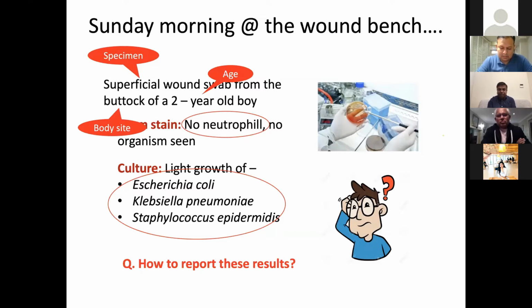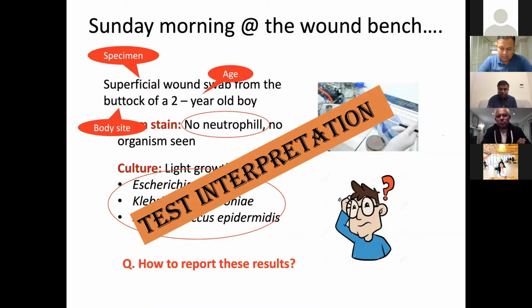Also, the Gram staining is showing no neutrophils, which suggests there is probably no serious infection there. Moreover, all the organisms you see here are common fecal flora. So ideally you'd report it as probably mixed enteric flora or mixed organisms, and that clinical correlation or significance needs to be evaluated, something like this. So this is where microbiologists work in interpreting the test.